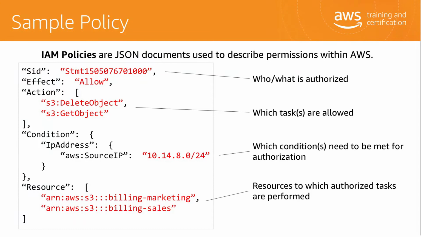Let's take a look at the sample policy we have on the screen. The first line of the policy describes who or what is being authorized. This could be a user, a group, or another resource within AWS. The action values describe which tasks are allowed to be performed. In this case, we have two API calls to Amazon S3. Next, we have the condition for this authorization to be successful. Only calls from the IP address listed here will have the designated permissions. Finally, the policy describes the resources to which the authorized tasks are to be performed.